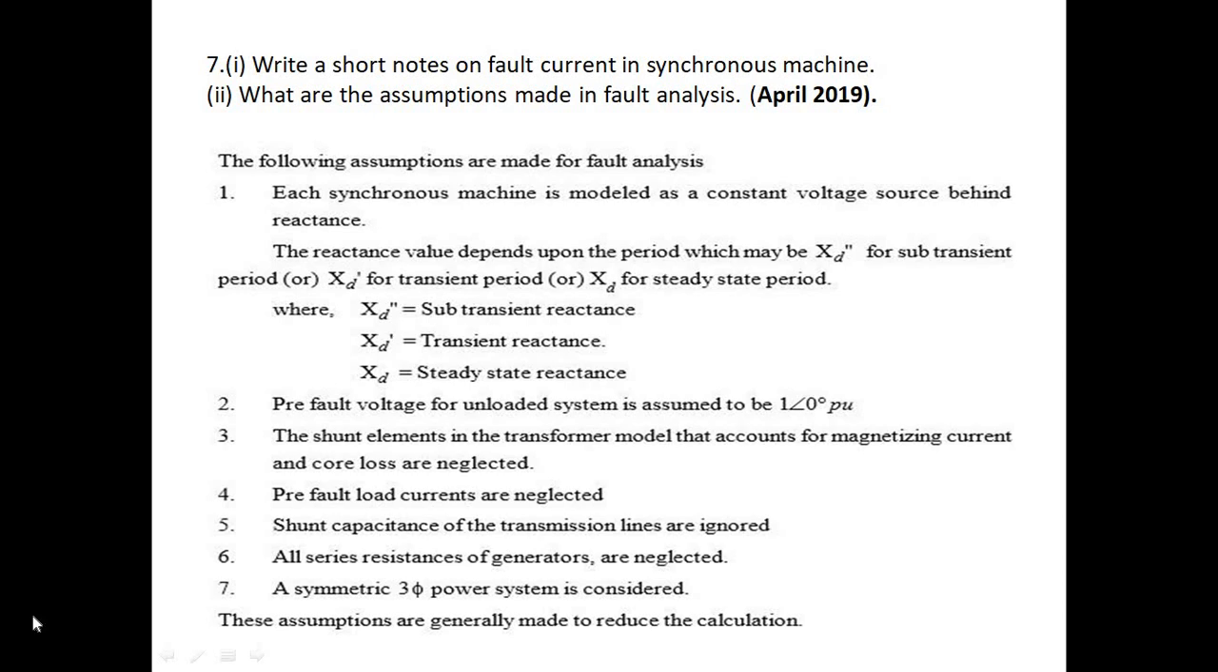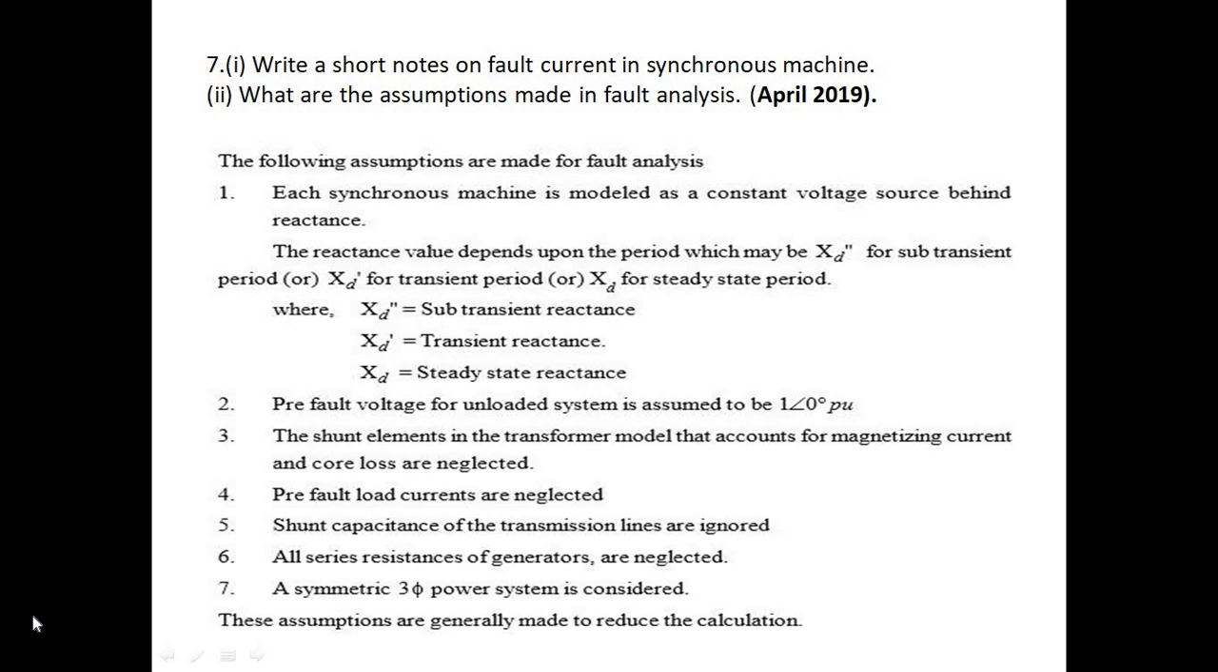Good morning to all. Today we are discussing power system analysis problem number 7. Write short notes on fault current in a synchronous machine. Second one, what are the assumptions made in fault analysis? The following assumptions are made for fault analysis.